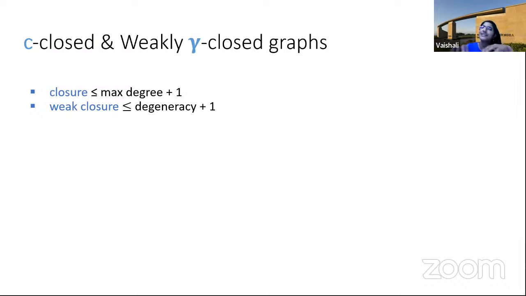And for weak closure, similar to degeneracy ordering, for weakly closed graphs also, we can define a weak closure ordering, and using that we can show that the weak closure is never more than the degeneracy. Okay, and as you all know, max degree and degeneracy are interesting parameters which have been well studied in literature. Since closure and weak closure are never more than these two, it's really interesting to study these parameters. And also these parameters can be computed in polynomial time.